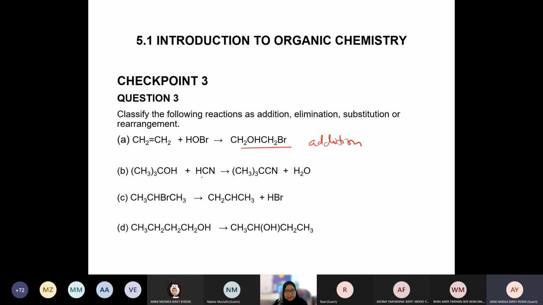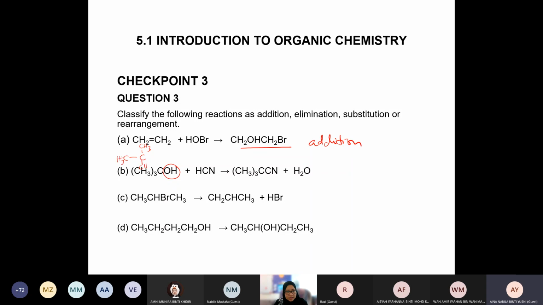Okay, next. Initially we have two, and the products also we have two, but this time around, this one, CH3. Okay, so this is a hydroxyl group. This is a hydroxyl group. If you were to expand, you will get this structure.